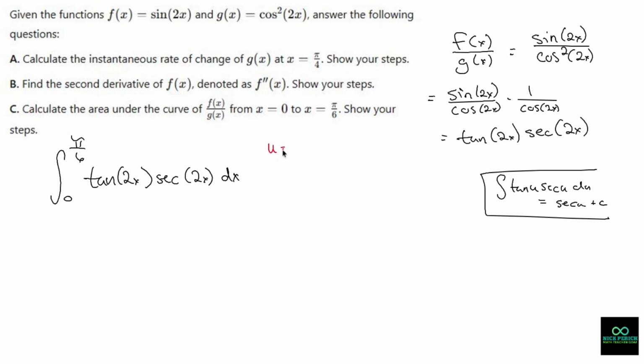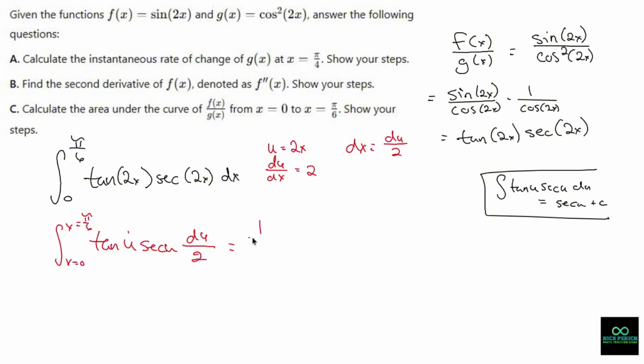So what I have to do is u substitution. I'm going to let u equal 2x. This isn't that bad, because du dx, the derivative with respect to x, is just going to be 2. I need to find a way to replace that dx, so dx ends up being du over 2. Simplifying a little, I have the integral as x goes from 0 to pi over 6 of tan u secant u du over 2, since 2x is now u.